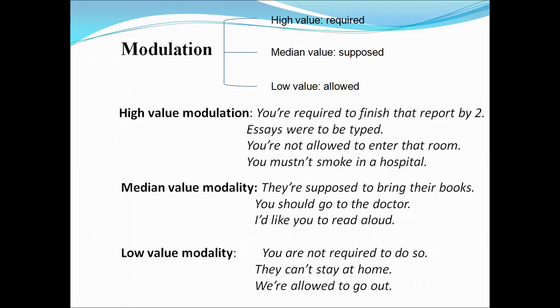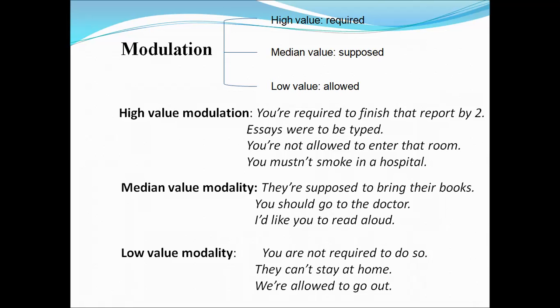Now, S is wait to be typed. B, B2, you can see. Allowed to, you can see. Must, you can use must or mustn't for high value modulation. It means required, high value. Median here, we supposed to, you can see.